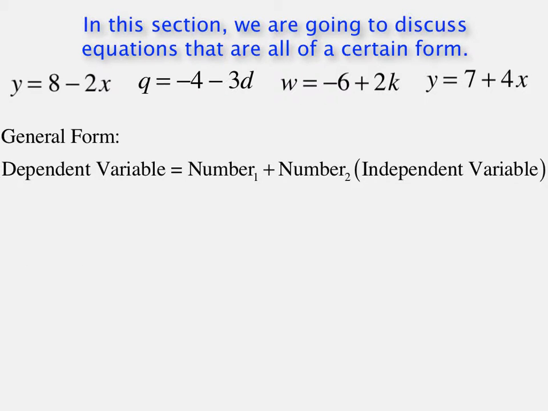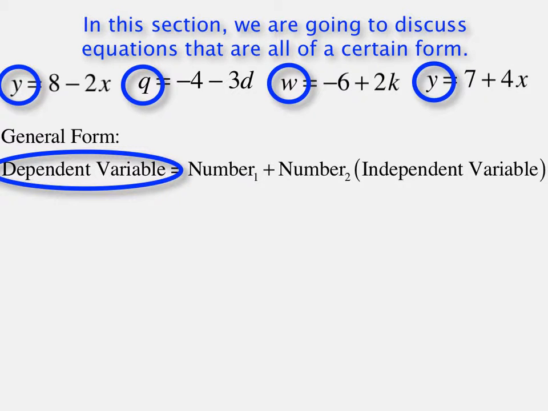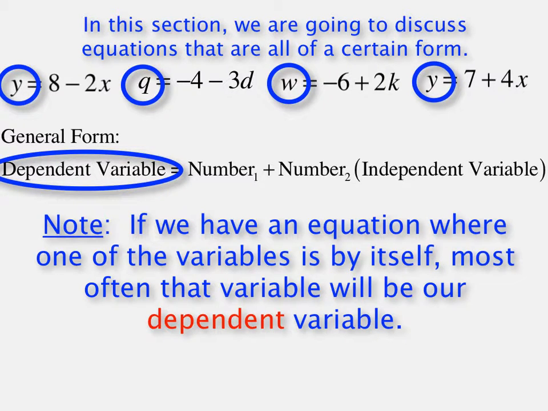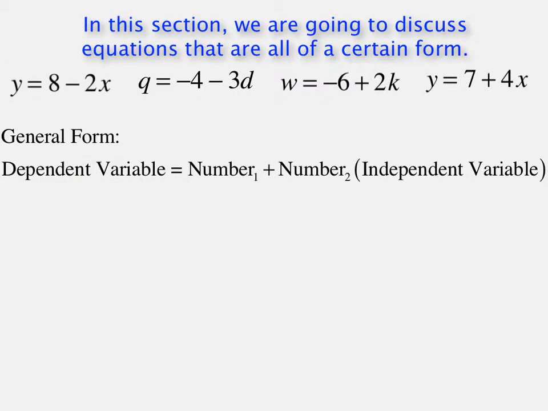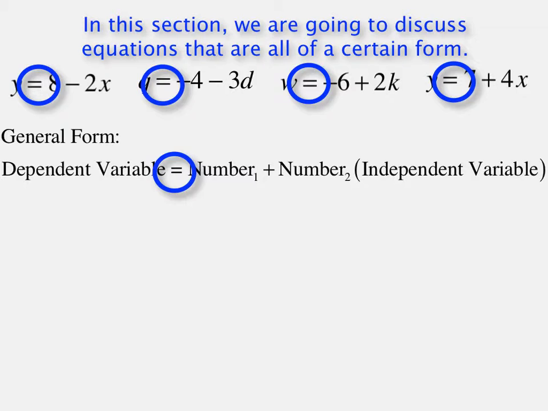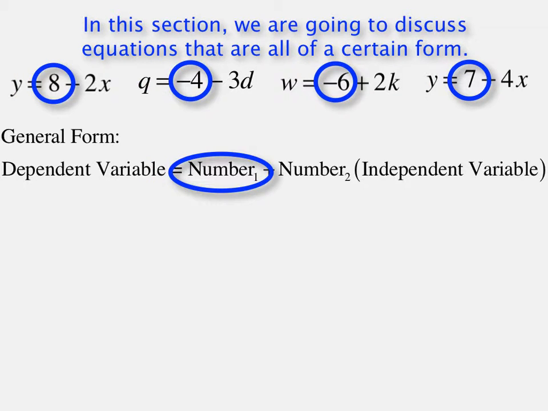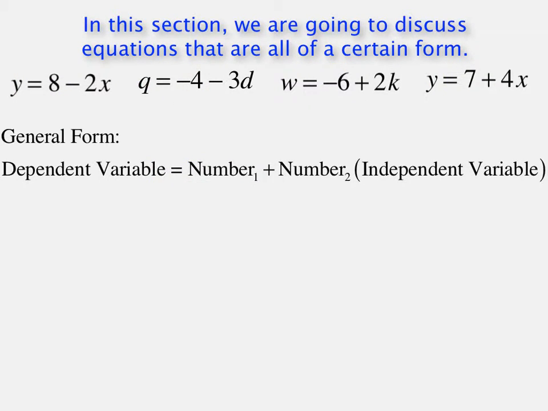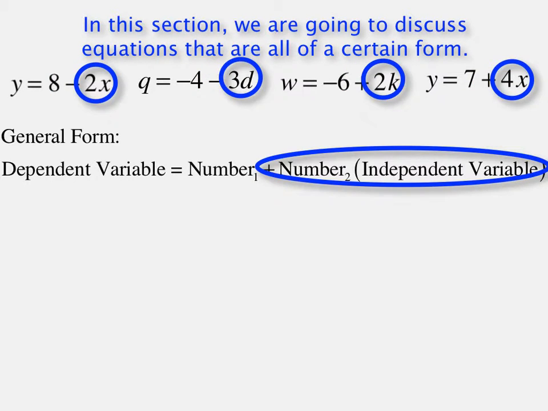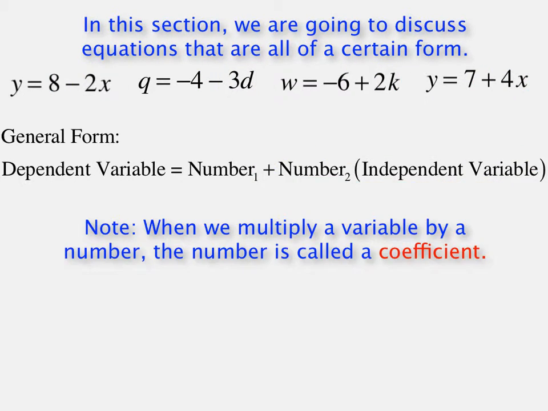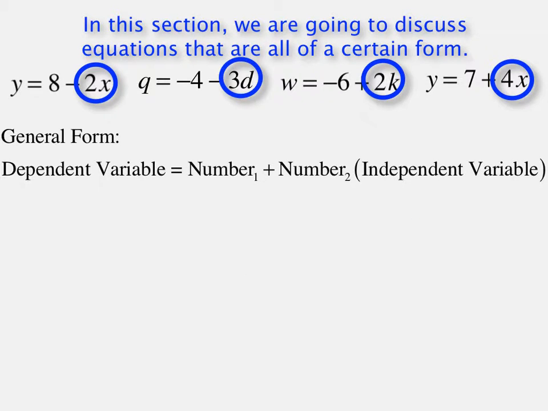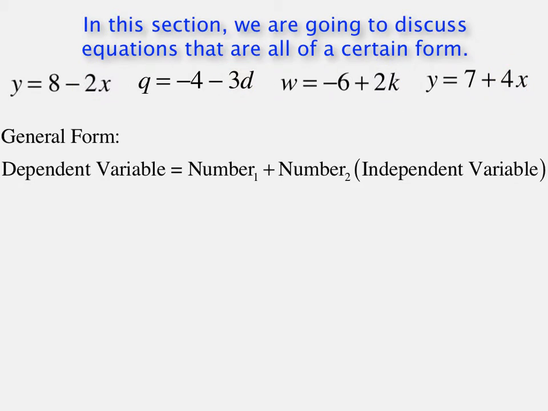Now note, in each of these equations, we have a variable by itself. And note, if we have an equation where one variable is by itself, most often that variable will be our dependent variable. Then we have an equal sign. We have some constant without a variable attached to it, either an addition or subtraction sign, and a variable being multiplied by a number. And when we multiply a variable by a number, we call that number a coefficient. That second variable will be our independent variable.